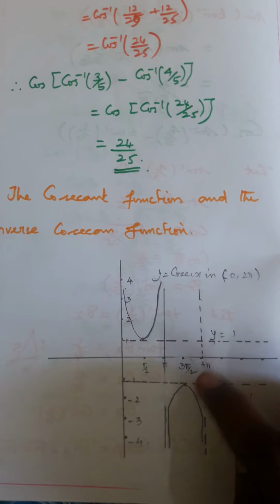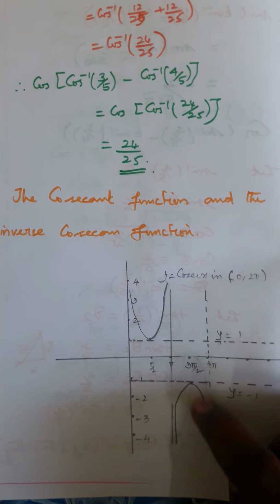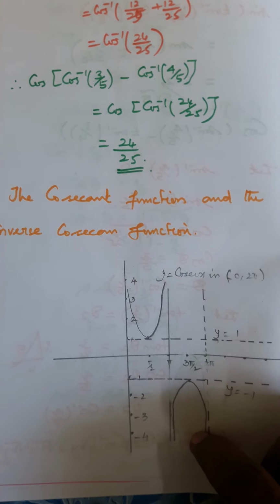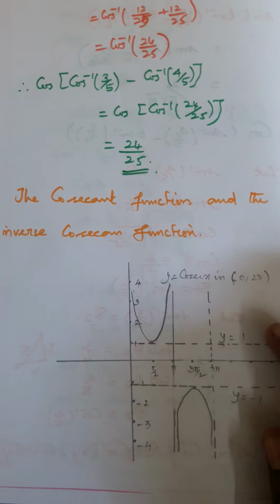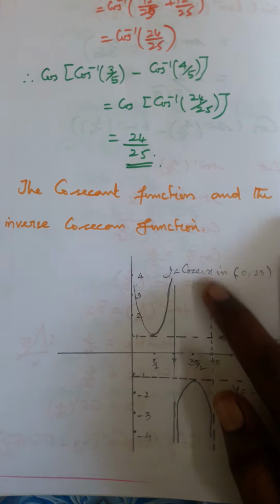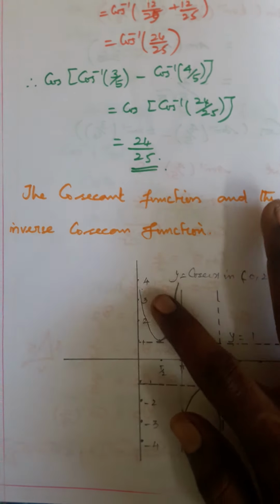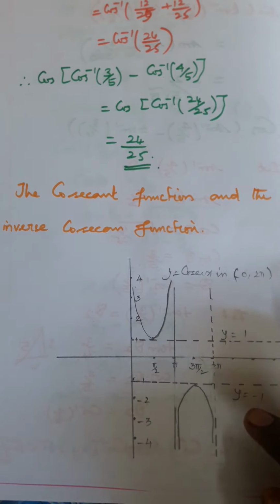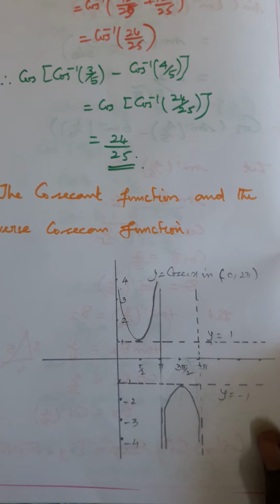And from pi to 2 pi, it will come in the fourth quadrant, again one parabola. Like that, from 2 pi to 3 pi, it will be in the upper, that is the first quadrant. Like that it will come, right? Here one, here one, here one, here one. That is your cosecant x graph.